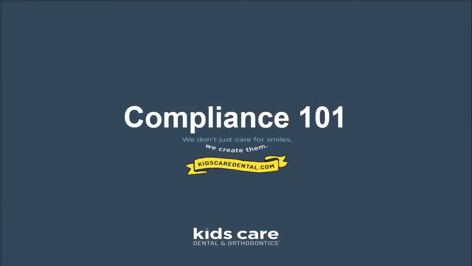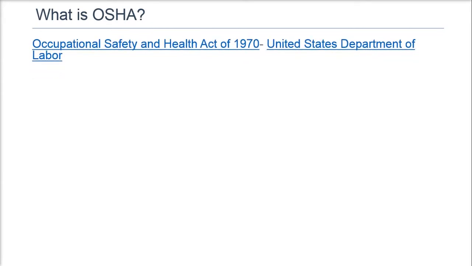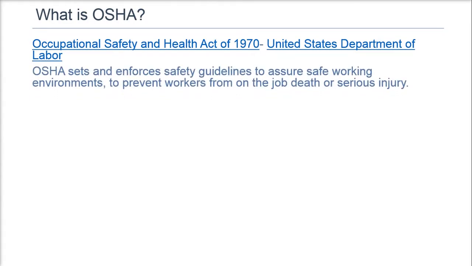Compliance 101 Review. What is OSHA? OSHA is the Occupational Safety and Health Act of 1970. OSHA sets forth and enforces safety guidelines to assure safe working environments to prevent workers from injuries and/or death.